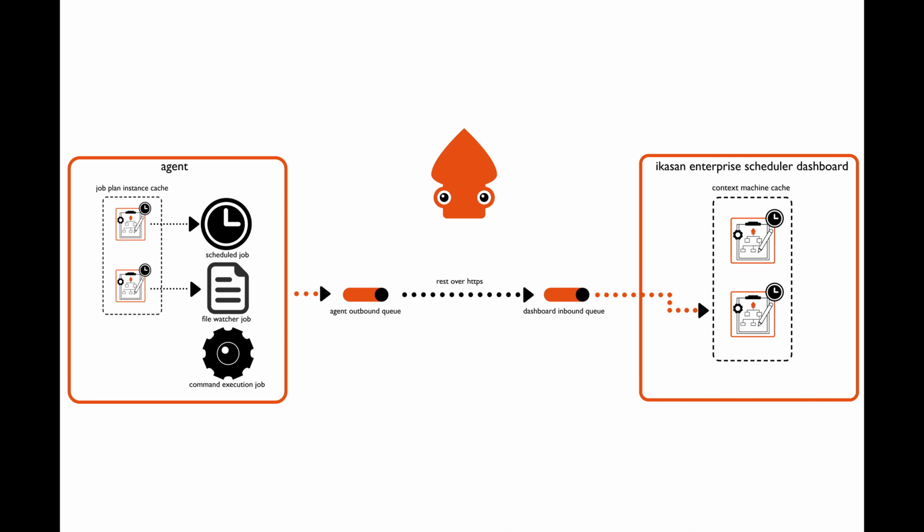So you can see we're starting to see the big picture here: how the context machine is processing inbound events, how it's creating initiation events, and how it's publishing those events back to the agent in order for the agent to execute the jobs. We've got a full end-to-end cycle there now of how the context machine at the core of the Ikasan Enterprise Scheduler is orchestrating a job plan in combination with agents executing the jobs.